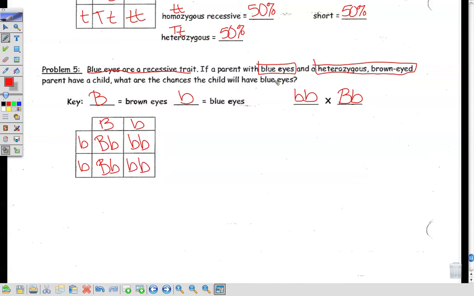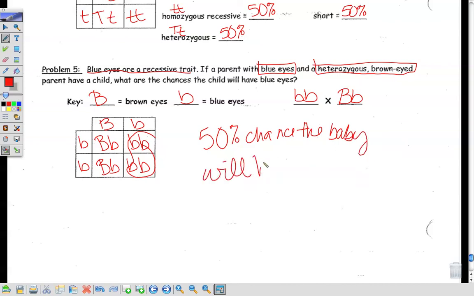So what are the chances that the child will have blue eyes? So we have this right here. There's a 50% chance the baby will have blue eyes.